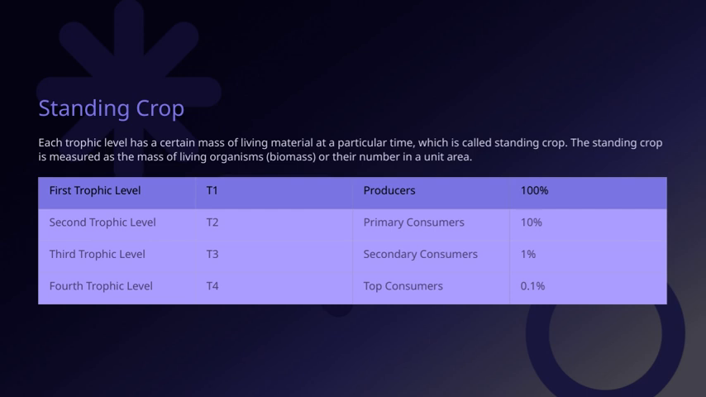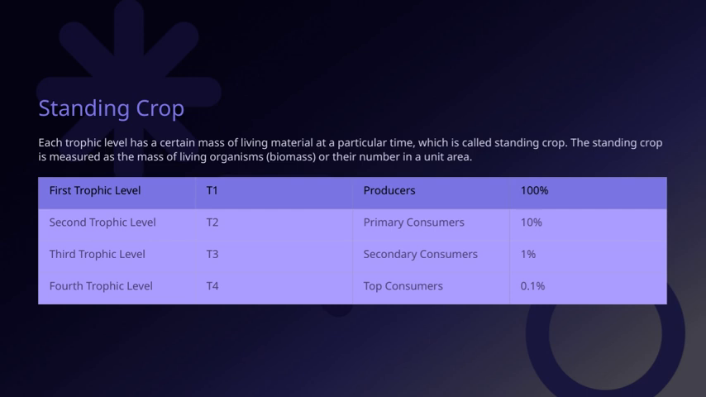Moving up to the second level, the primary consumers, like herbivores, usually have much less biomass, around 10% of the producers. This drop reflects how energy and biomass are transferred and diminished through each level. At the third level, secondary consumers, which are the carnivores that eat herbivores, have even less, roughly 1%. And at the top, the apex predators or top consumers, their standing crop might be as little as 0.1%.